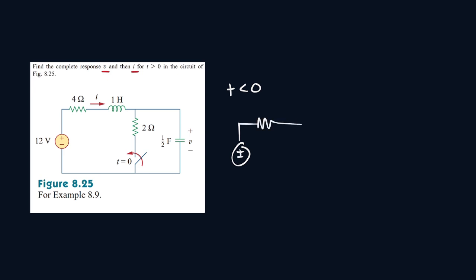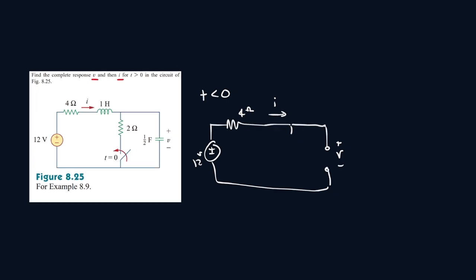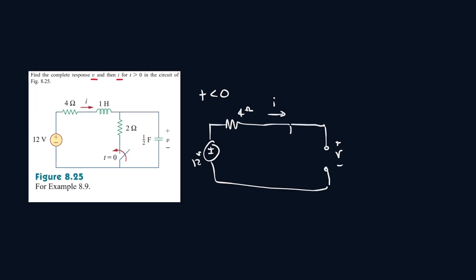Our inductor short circuits. When t is less than 0, this was open, so we can just ignore that portion. And then our capacitance leaves behind an open wire. So we have 4 ohms here, 12 volts here. Then we have a current here and a voltage here. So the current passing through the inductor is going to be 0 because this leaves behind an open wire.